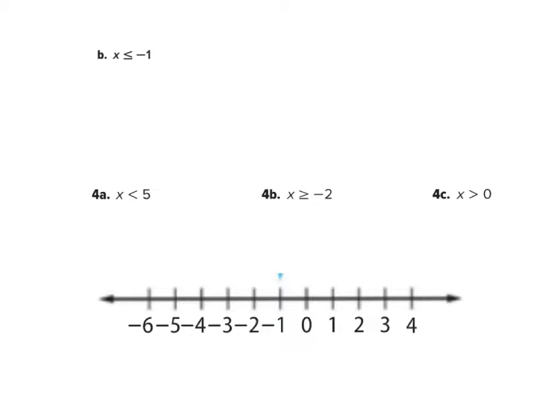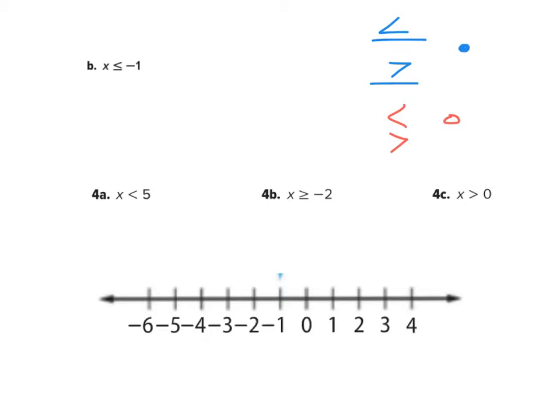Okay, so to start out, I want to talk about what kinds of symbols we use to show less than or equal to, greater than or equal to, less than or more than. So whenever I have an equal to, so less than or equal to or more than or equal to, I'm going to have a solid dot. Whenever I have less than or more than, I'm going to have an open dot.